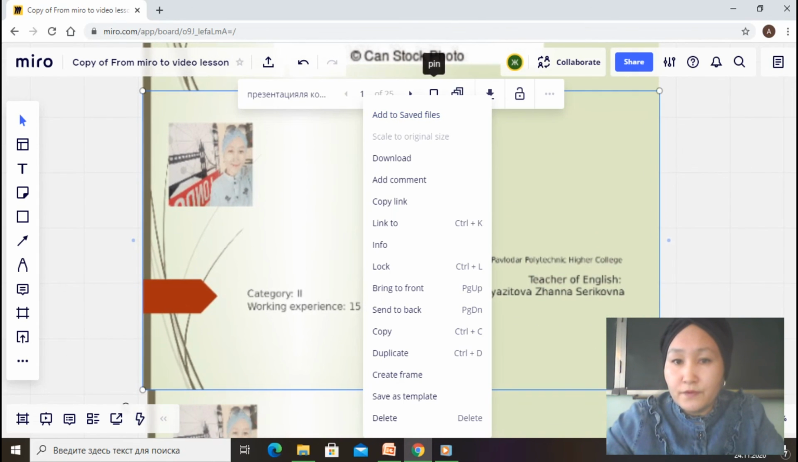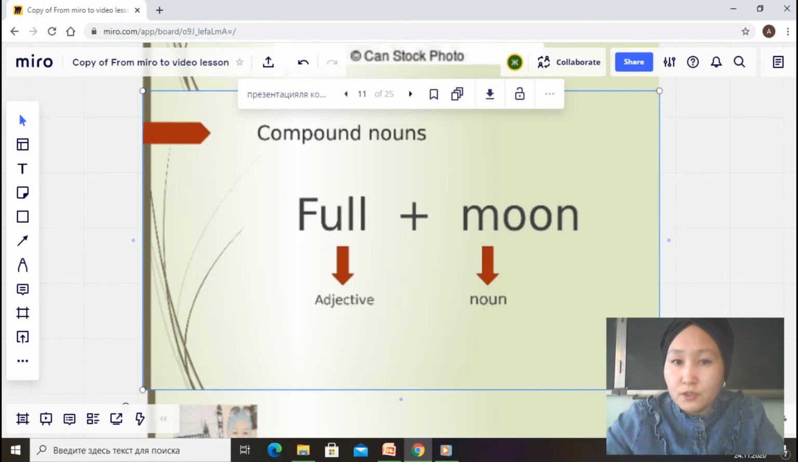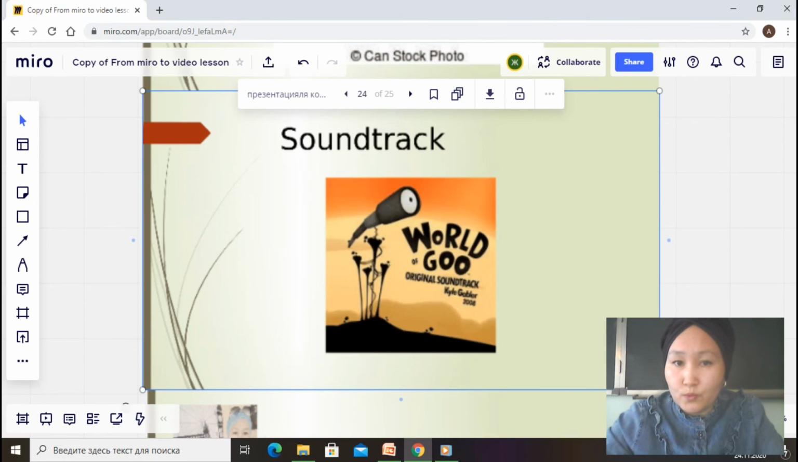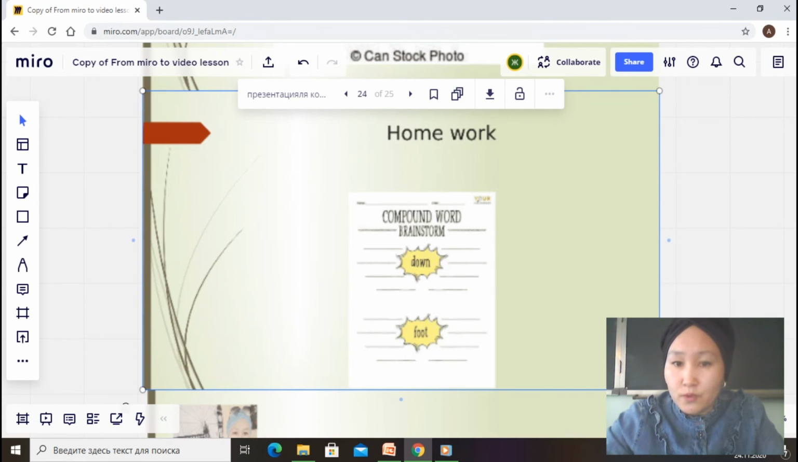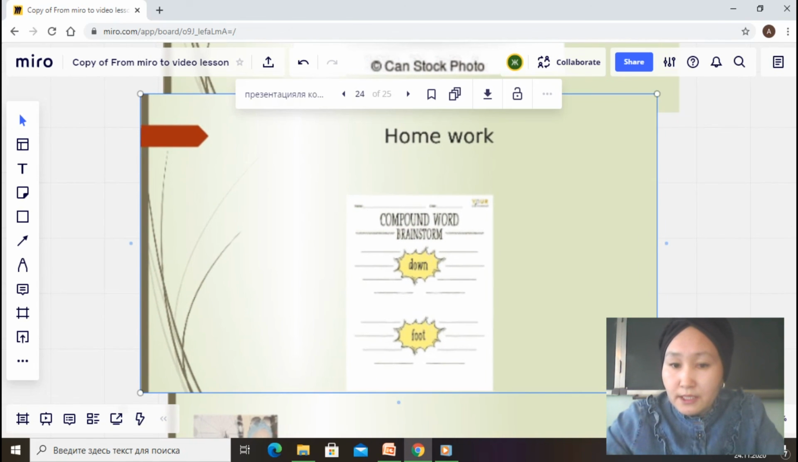And for the homework, I give you an activity to brainstorm ideas for the given words. These words are down and foot. Brainstorm these ideas. Follow the rules we have studied and try to guess what kind of word combinations for compound nouns we can create from these words.